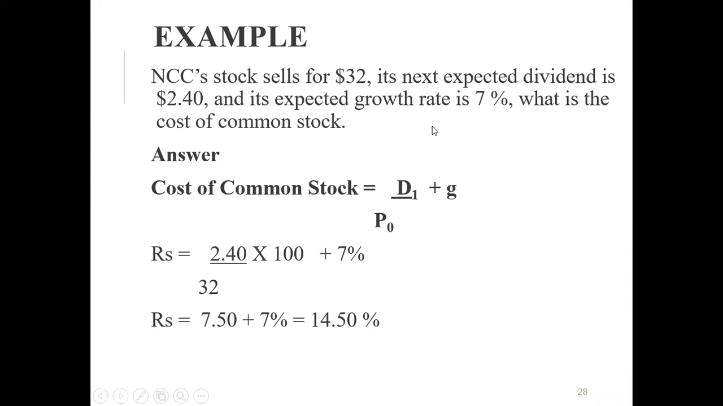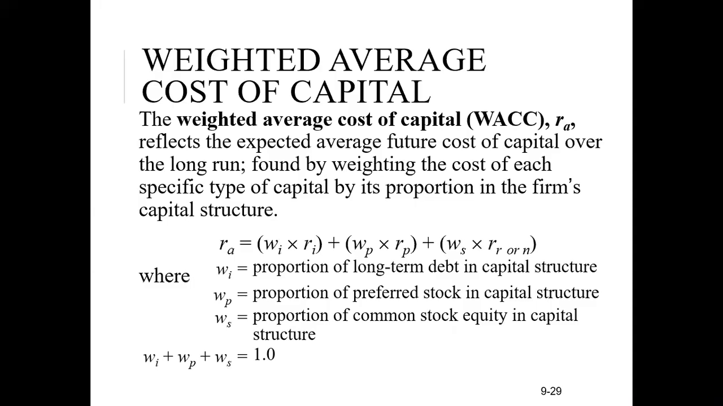Another example, in the simplest way: we have a stock selling for $32 and the dividend is 2.4, so it is 2.4 divided by 32 plus the 7%, which gives you the cost of common stock. So the cost of capital has become clear.